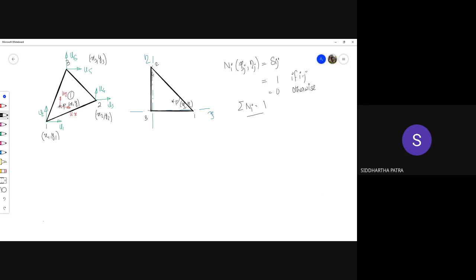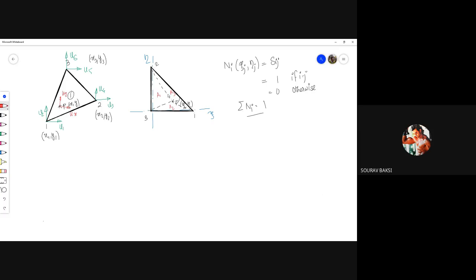Now tell me, if in this ideal triangle in the natural coordinates, I divide the geometry into 3 segments. The one opposite to node 1, I'll call that A1. The one opposite to node 2, I'll call that A2. And the one opposite to node 3, I'll call that A3. And please note how I have numbered the nodes. I've always gone anti-clockwise, and there is a reason for that. I'll explain sometime.